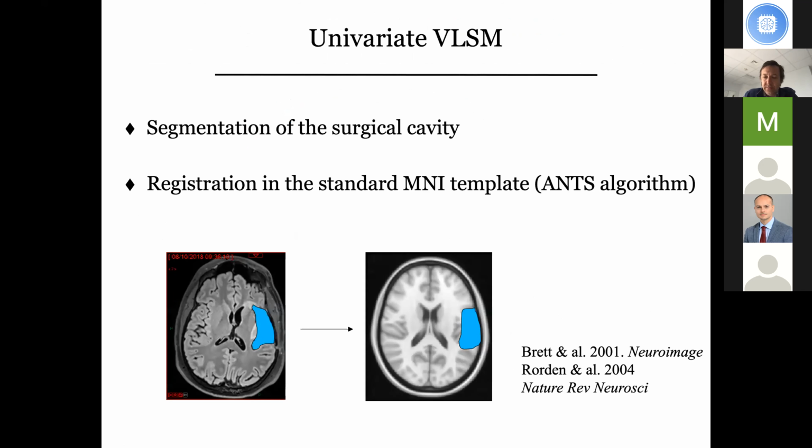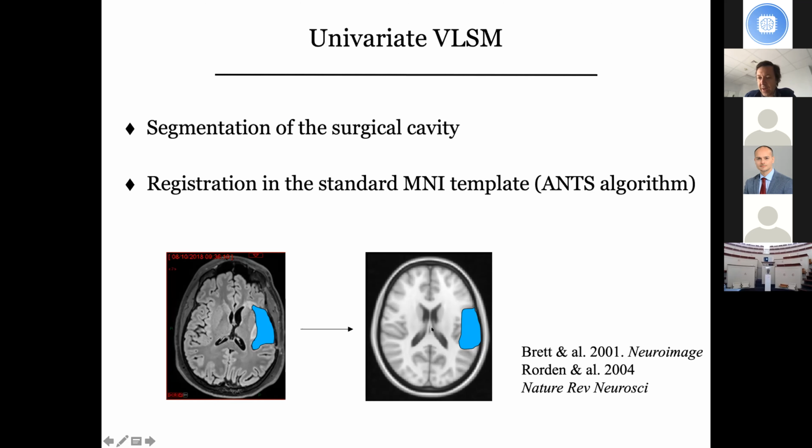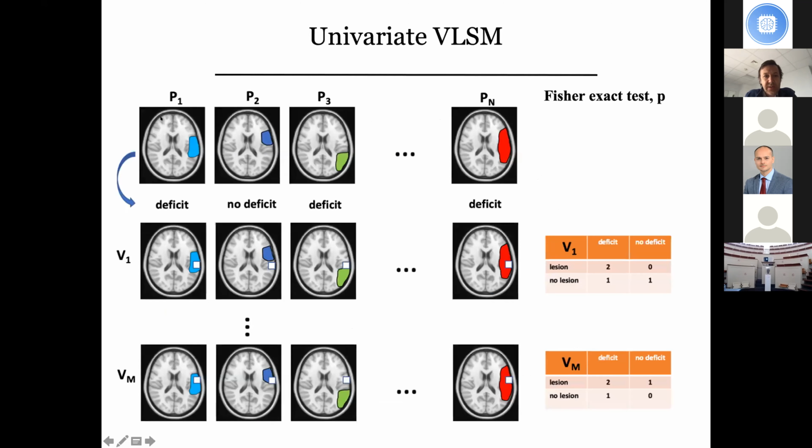And 20 years ago, there was a new way to approach this kind of problem of lesion symptom mapping. It was based first on the segmentation of the surgical cavity and registration in a standard template, the MNI template. For example, Hans algorithm is a good algorithm to do that. So you end up with all your patients, all the surgical cavities registered in the same anatomical space, and you know if the patient has a deficit or not.